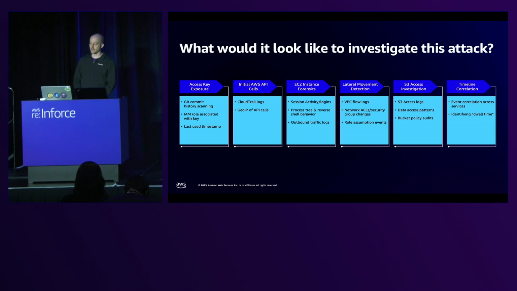From there, a next logical step might be to investigate any of the AWS API calls that transpired. A good place to look there would be CloudWatch or CloudTrail logging, and take a look at the GeoIP of those API calls. The next logical step would be to look at that EC2 instance itself and provide forensics on that EC2. So things like session activity, what network sockets were open, any processes that were run on that machine, and any subsequent behavior after that reverse shell was opened.